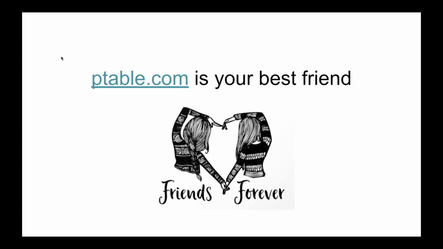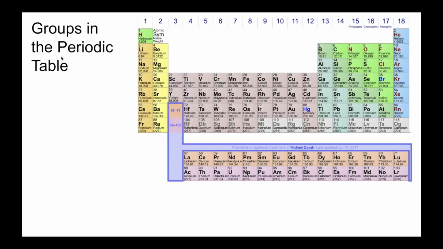So ptable.com is your best friend forever because it's this interactive periodic table. Groups in the periodic table. So groups are the columns. So I'm highlighting group number 1 right now.